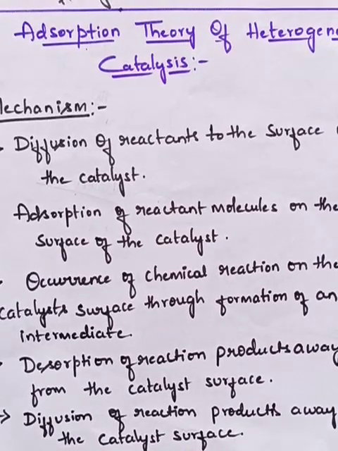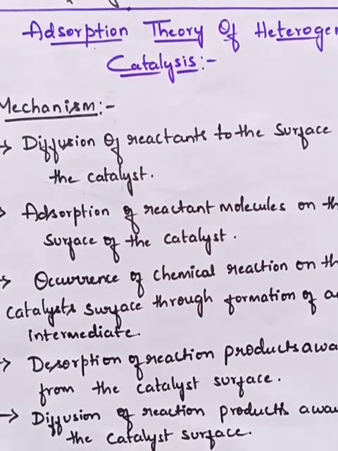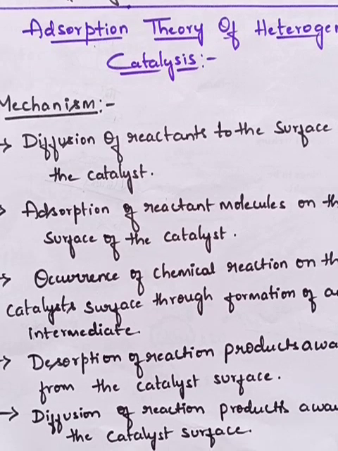Okay. So already you know the meaning of heterogeneous: if the reactants and catalyst are both in different physical states, then they are called heterogeneous catalysts, and the phenomenon is known as heterogeneous catalysis. So let us see what the mechanism of catalysis is in the case of heterogeneous catalysis. Here are a few steps which come under the mechanism of this process. The first step in the mechanism is diffusion of reactants to the surface of the catalyst.